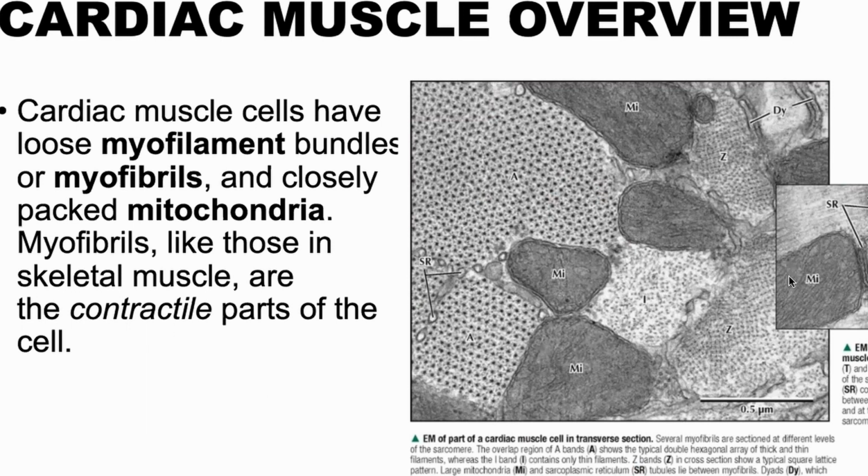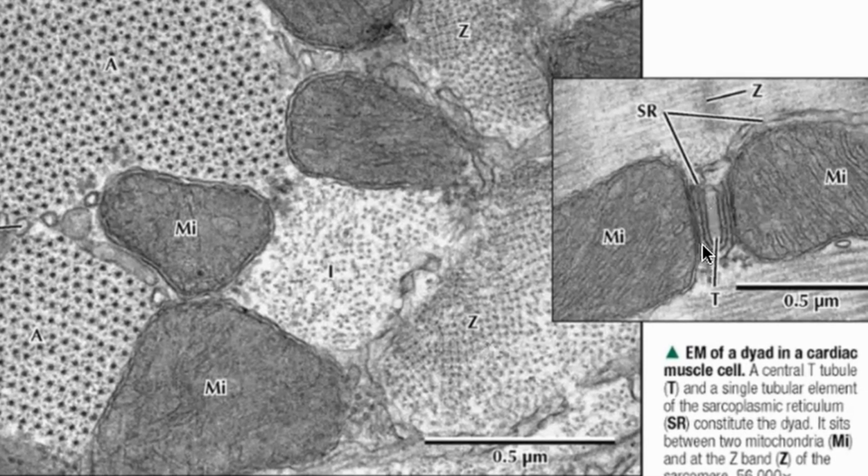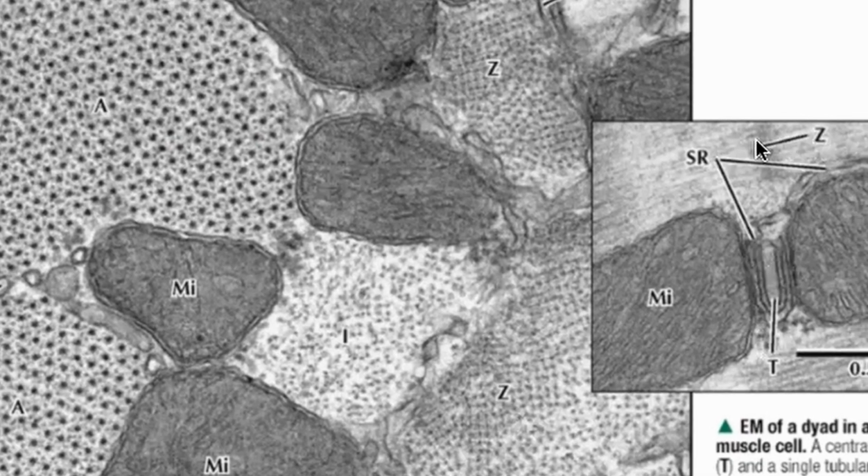So if you look at this diagram over here, you see a lot of mitochondria closely packed together. Probably you can use the imagination. It would be the same. The muscle fibers, so the dark area would be the myosin, the light area would be the actin, and here you have a tubule, I think the T tubule. This is showing the Z line.